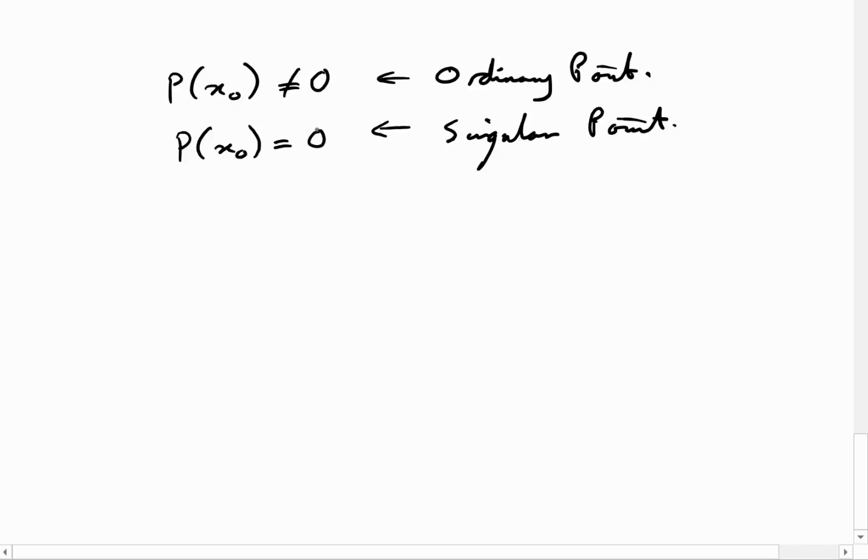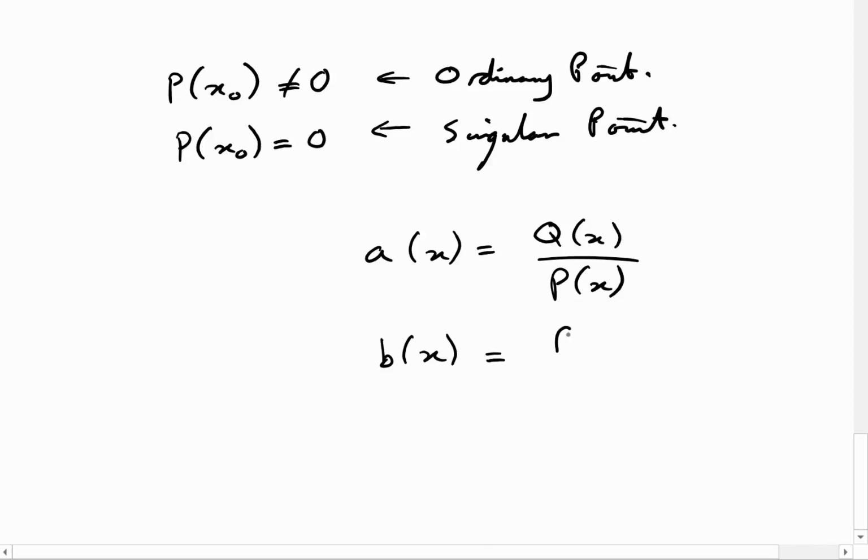Now, some of you may have come across singular points before. Basically, a function is singular if it goes to 0 at a particular point. In other words, if x naught makes a function go to 0, then we end up with a singular point. Why? Well, remember what we had: a of x is equal to q of x over p of x, and b of x is equal to r of x over p of x.